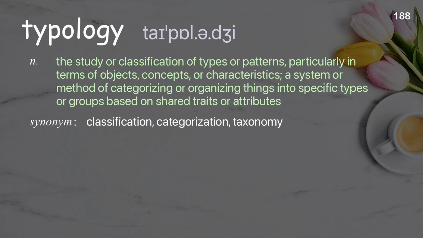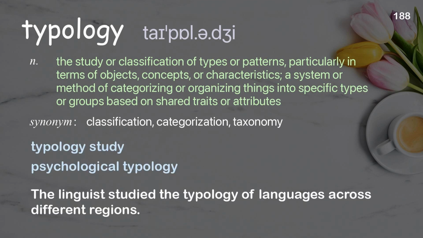Typology. The study or classification of types or patterns, particularly in terms of objects, concepts, or characteristics, a system or method of categorizing or organizing things into specific types or groups based on shared traits or attributes. Examples: Typology study. Psychological typology. The linguist studied the typology of languages across different regions.